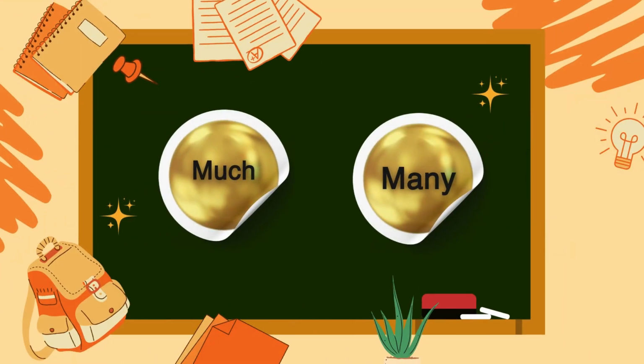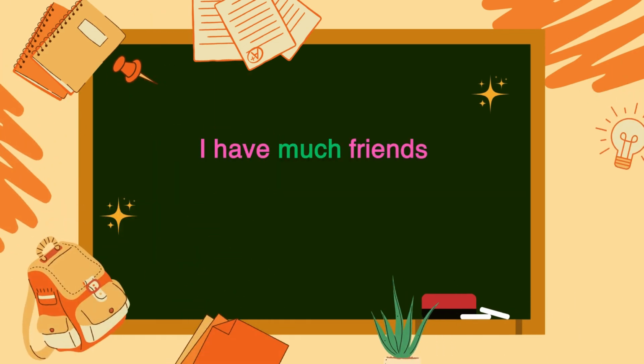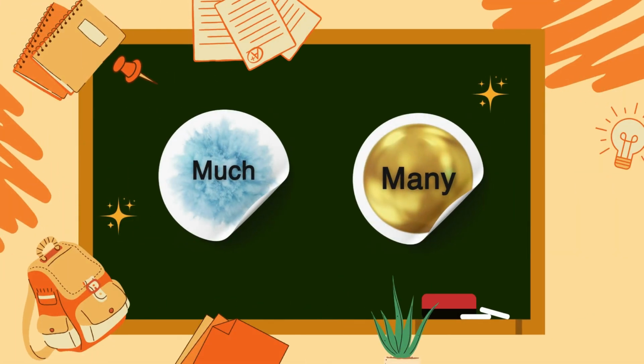Now let's tackle mistake 3, misusing much and many. These words are often mixed up, but the rule is actually pretty simple once you know it. Here's the mistake, saying something like, "I have much friends." Sounds normal, but it's actually wrong. The key difference is this.